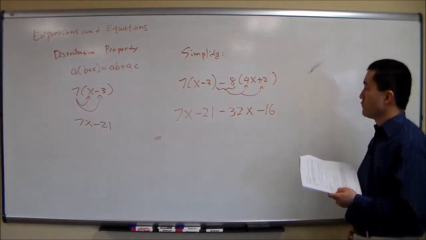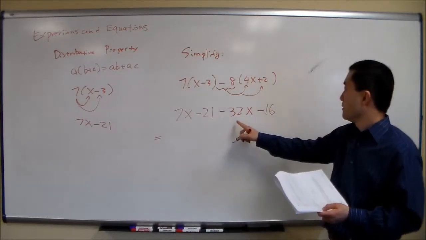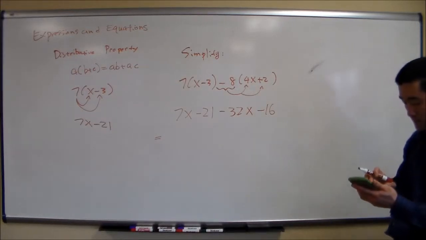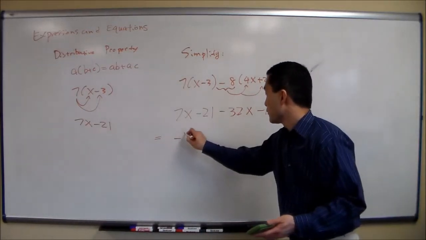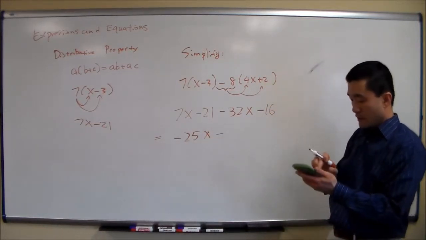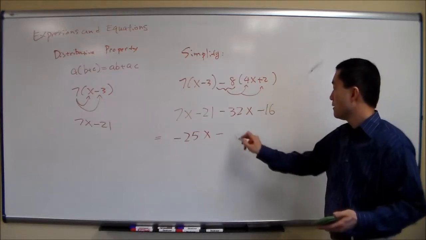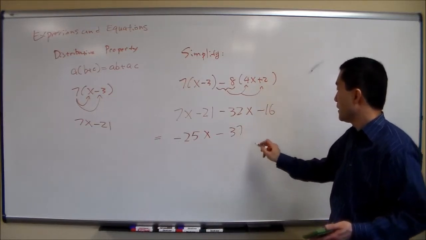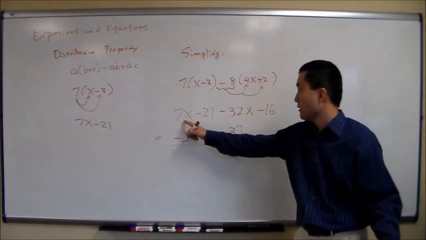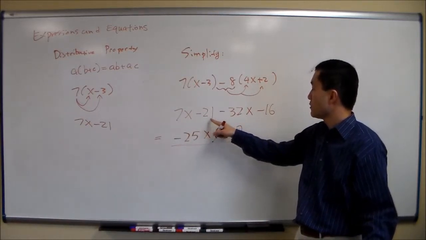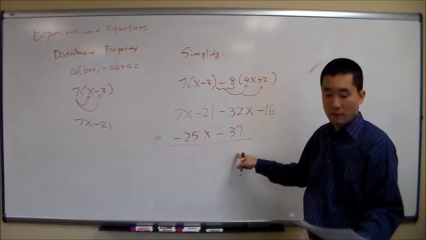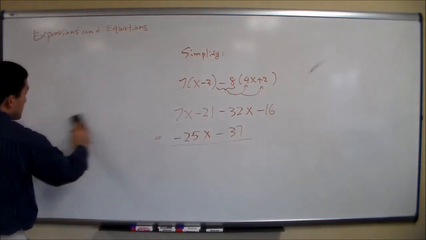Which ones are the like terms? Well, 7x and negative 32x. So if you do the math there, negative 25x. And then negative 21 minus 16 is negative 37. That's your final answer. Just a quick note, you know that these are like terms. The numbers are always like terms between themselves. So negative 21, negative 16, negative 37.